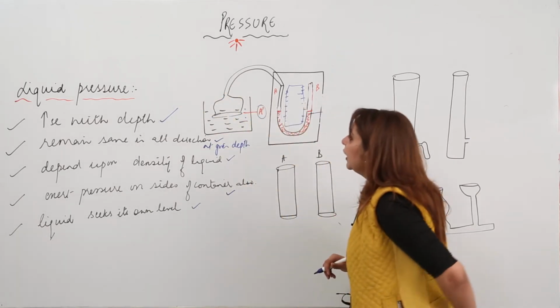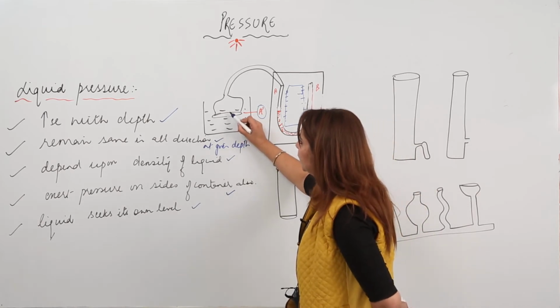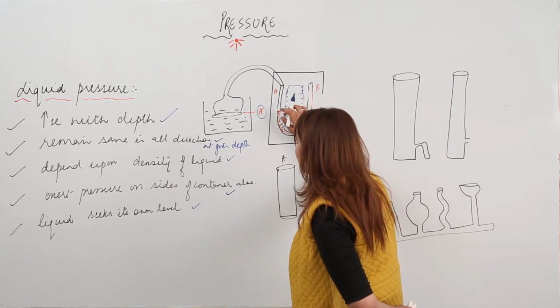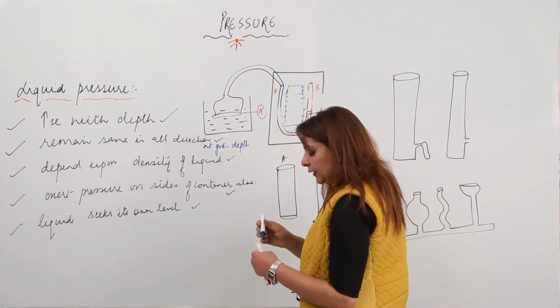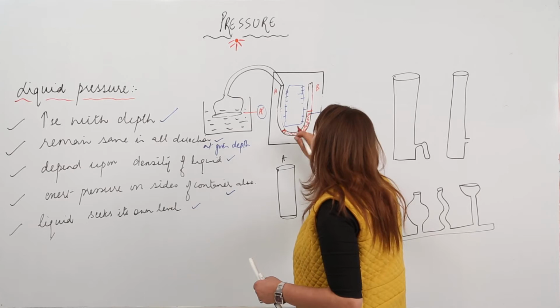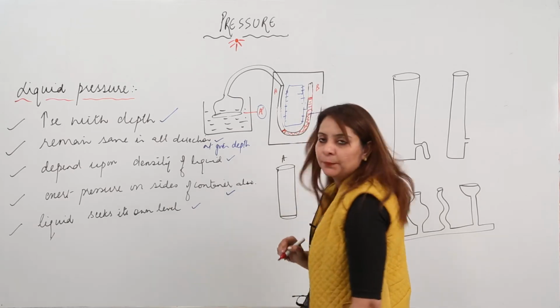So what happened? The water exerts pressure on the stretched membrane, which exerts pressure on the trapped air, and due to which that trapped air pushes the level of liquid down on one side, which is side A, and the level of liquid rises on side B.